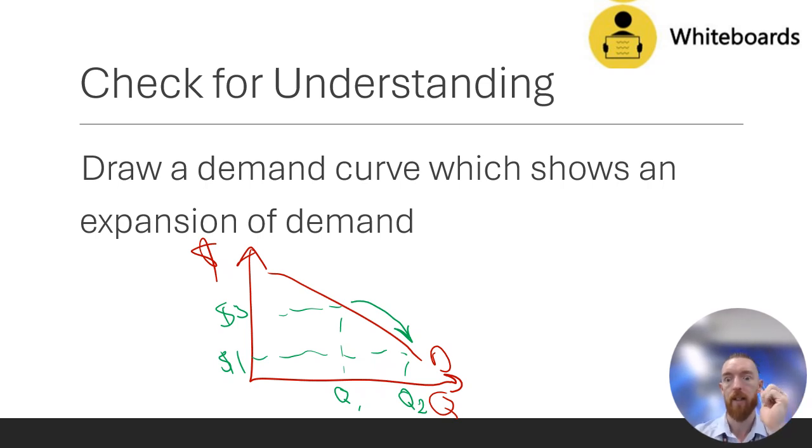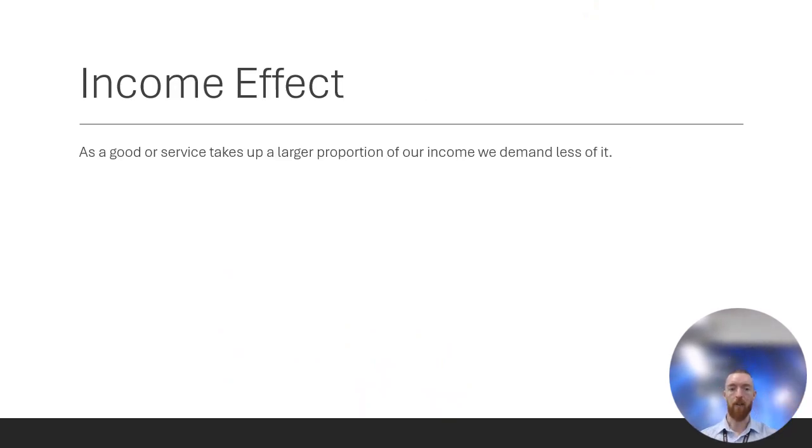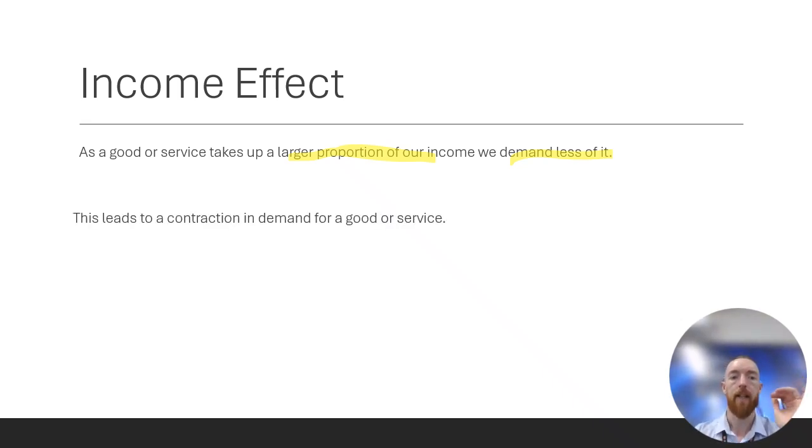10 out of 10. So to get into some things around our law of demand, there is this thing called the income effect in the study design now. The income effect refers to as a good or service gets more expensive or takes up a larger proportion of our income, we demand less of it. Again, logical, that's just that law of demand, but it's given a technical terminology now. This leads to a contraction of demand for that good or service.